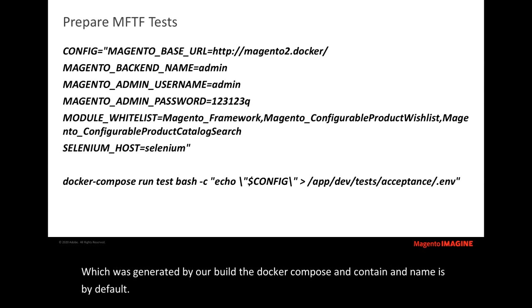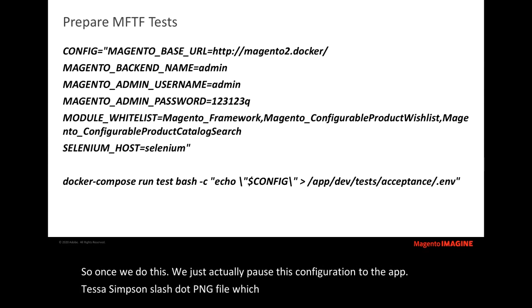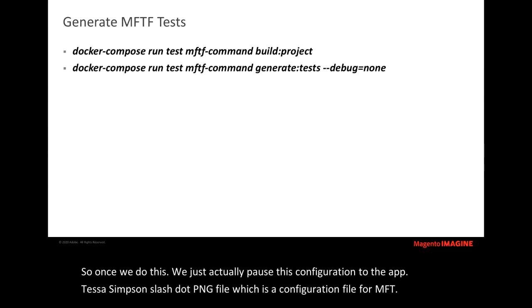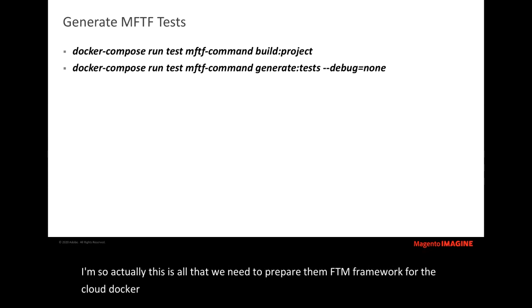So once we do this, we just pass this configuration to the app/dev/tests/acceptance/.env file, which is a configuration file for MFTF. Actually, this is all that we need to prepare the MFTF framework for the Cloud Docker. And the next commands will be related to building the MFTF tests itself.